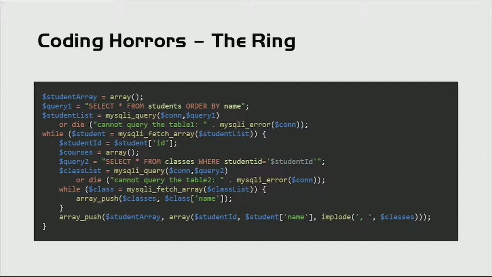So get the list of students and then go into a loop, a horrible loop, retrieving classes for each one in turn. Now, if you've got a database with a class of 30 students, that might not be too much of a problem. 30 students, 31 queries.